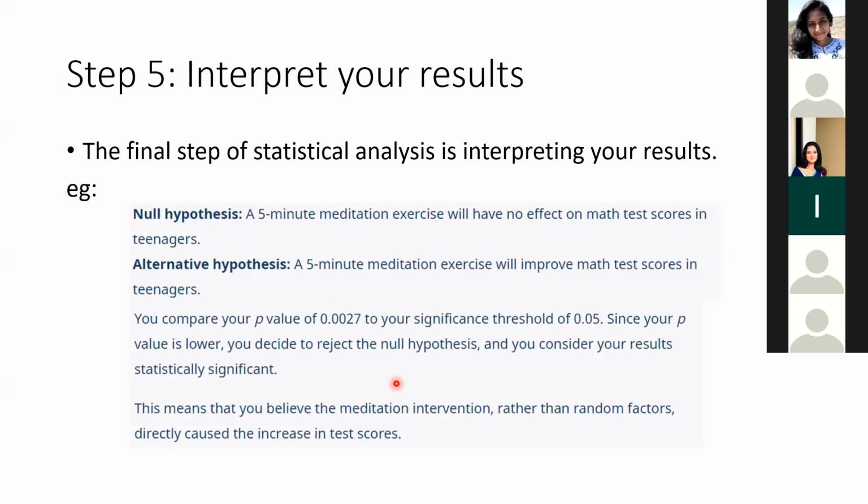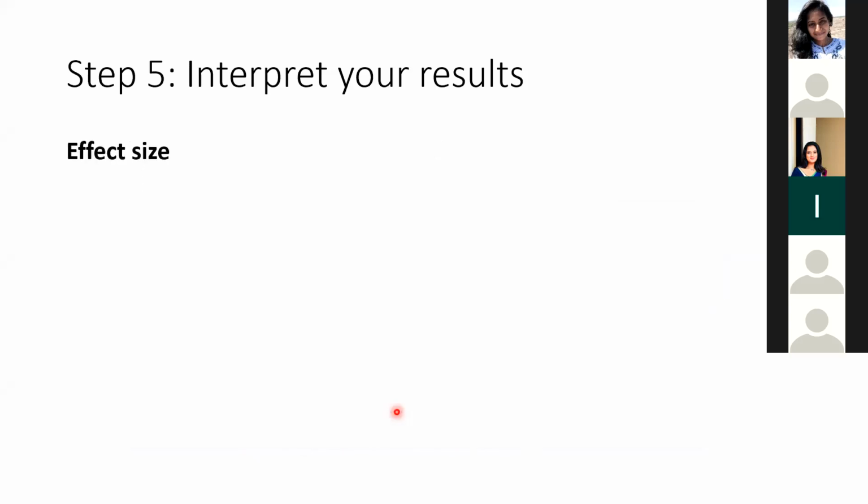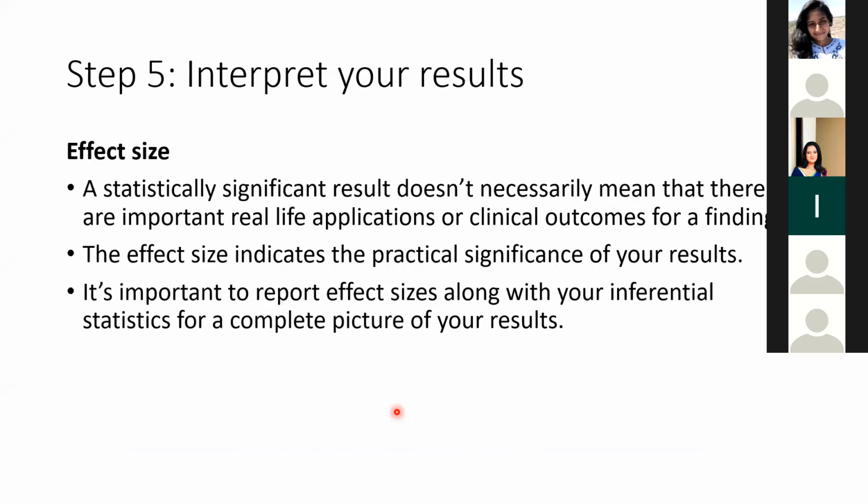So this is how we should be reporting the conclusion. Since your p-value is lower, you decide to reject the null hypothesis, and you consider your results statistically significant. This means that you believe the meditation intervention, rather than random factors, directly causes the increase in test scores. So you need to carefully write down the hypothesis. I think I have already taken 30 minutes, but I'll speed it up.